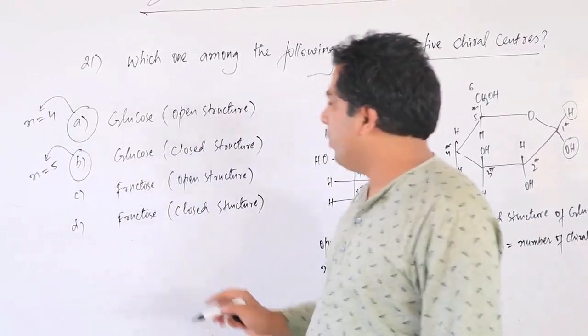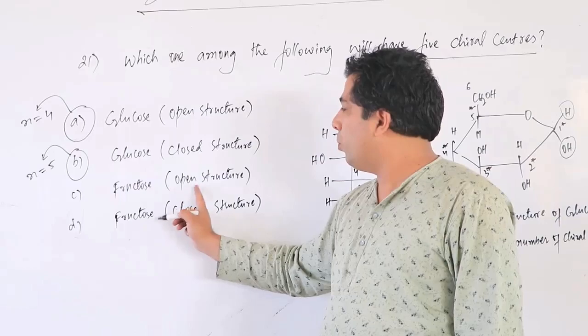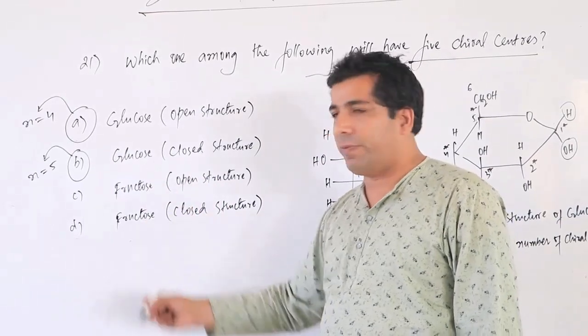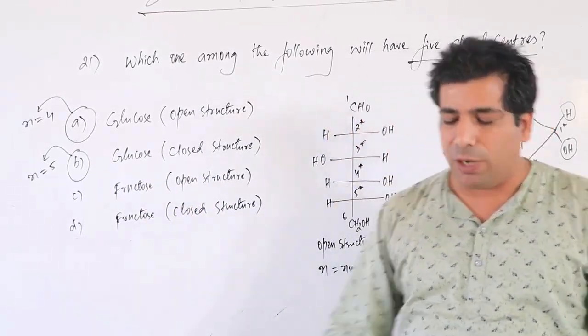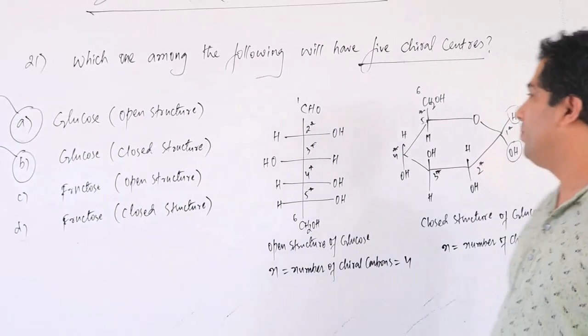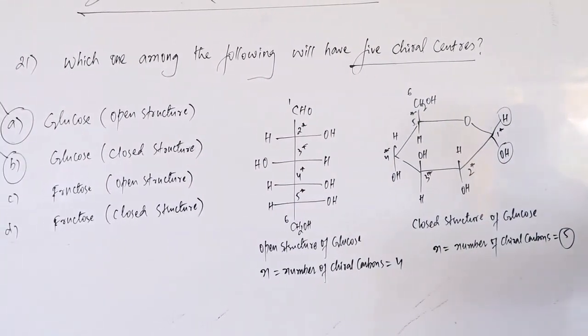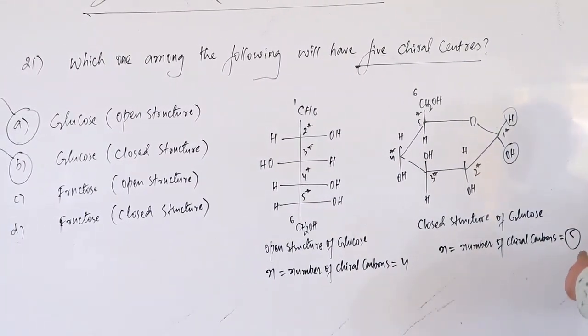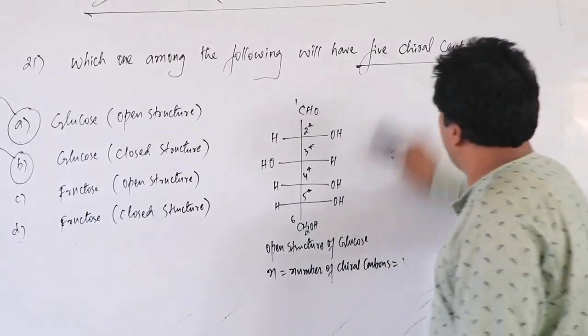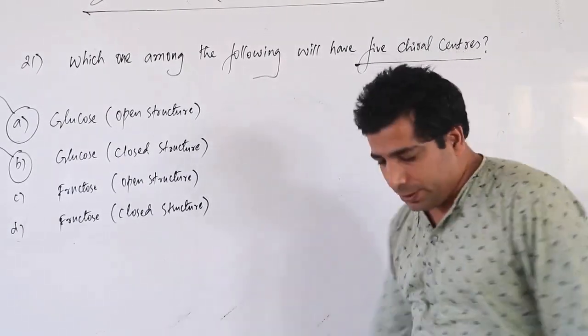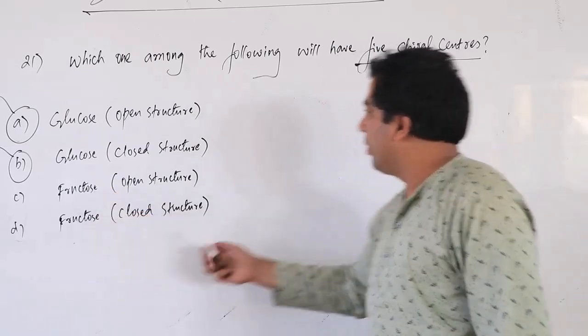Correct? Now if we talk of the open structure of fructose and closed structure of fructose, we will find out how many chiral carbons are there as well. So let me take down this thing now. I hope you have written this thing. So let us draw the fructose molecule.